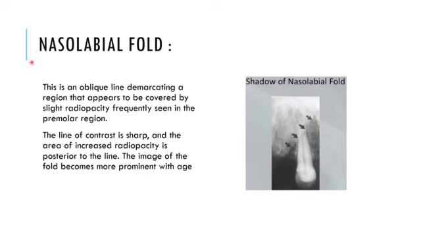Nasolabial fold. This is an oblique line demarcating a region that appears to be covered by slightly radiopacity, frequently seen in the premolar region. So this is the premolar, and this is an oblique line which reflects a nasolabial fold. The line of contrast is sharp. Like the nose, the borders are sharp, and the area of increased radiopacity is posterior to the line. The image of the fold becomes more prominent with age.